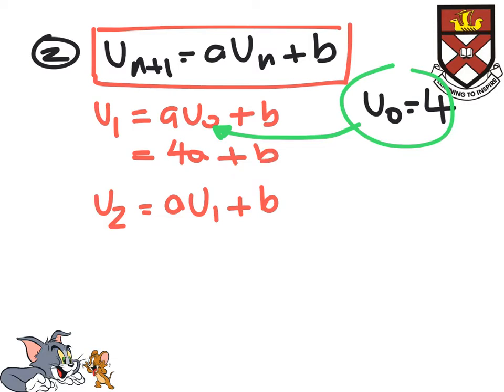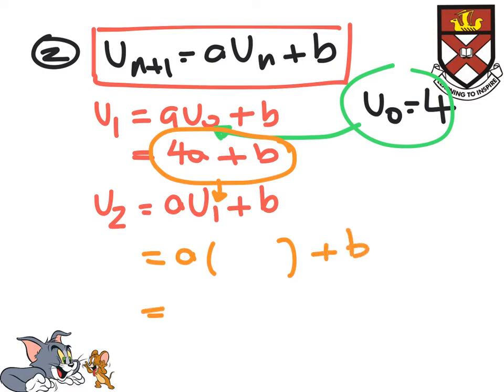Now, the question's asking, what's u2? So I'm now going to take this expression here that I've got for u1, and I'm going to plug that in there. So I'm going to end up with a times that expression, plus b, multiply it all out, tidy it up, you've got your answer.